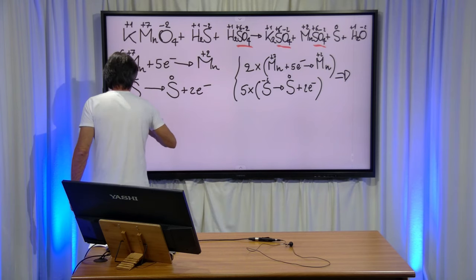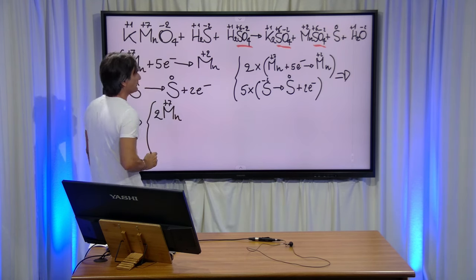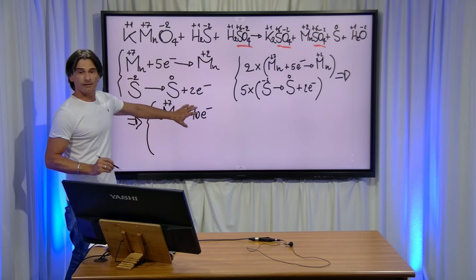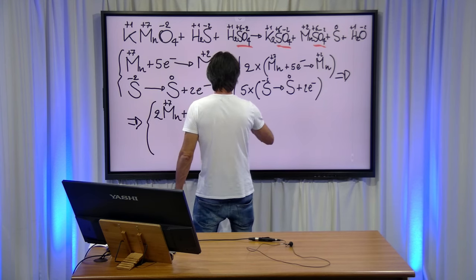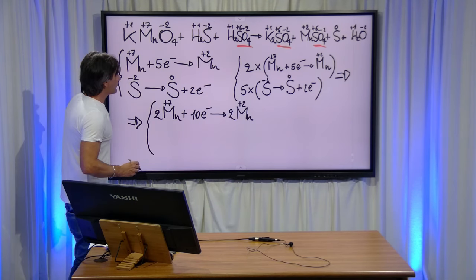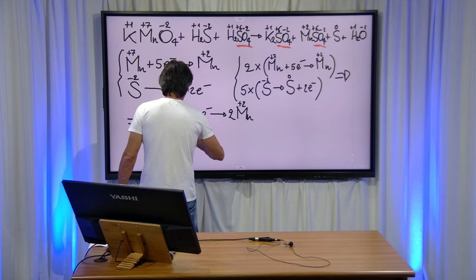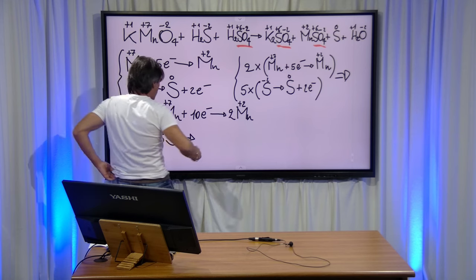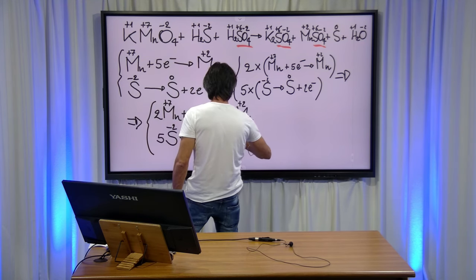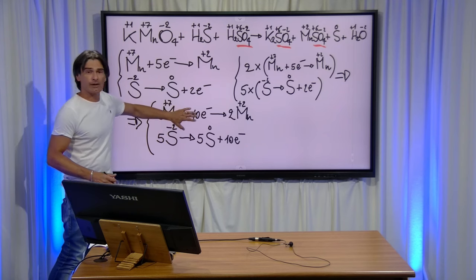This is equal to 2 manganese plus 7 with 10 electrons, giving rise to 2 manganese plus 2. For the sulfur, we have 5 sulfur minus 2 that are oxidized to 5 sulfur 0 plus 10 electrons. Good, we have balanced the electrons transferring.